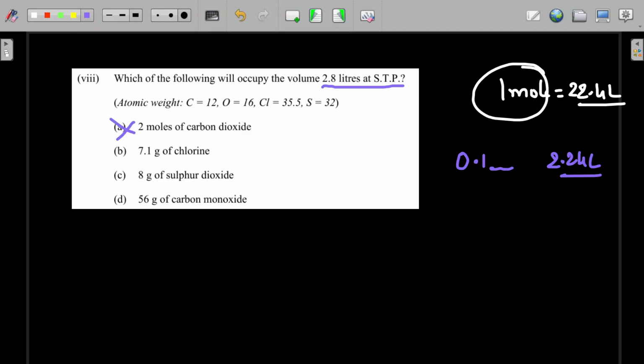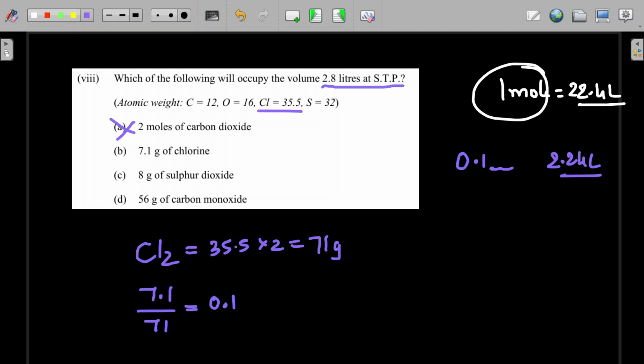7.1 gram of chlorine. Chlorine is a gas, right? So Cl2, what is the molecular mass? 35.5 into 2, 71 gram. 7.1 gram is how many moles? 7.1 divided by 71 is 0.1 mole. 0.1 mole means it should be 2.24 liter. So this is also not correct.